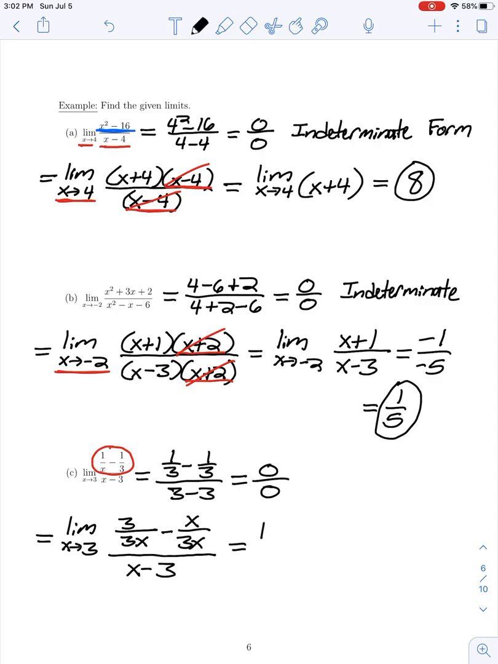So what does this allow me to do? Well, in our numerator, we can subtract these two fractions, and we have 3 minus x over 3x, which is then being divided by x minus 3.